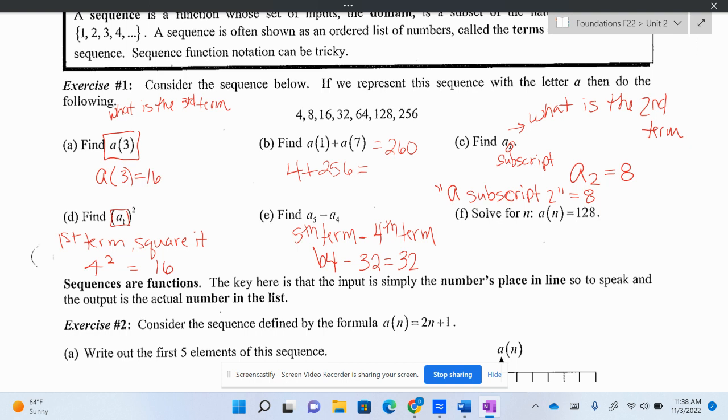The sixth term. So a to the sixth equals 128. That just means that n equals 6. Does everybody see how we figured that out? Okay, I'm going to show you.